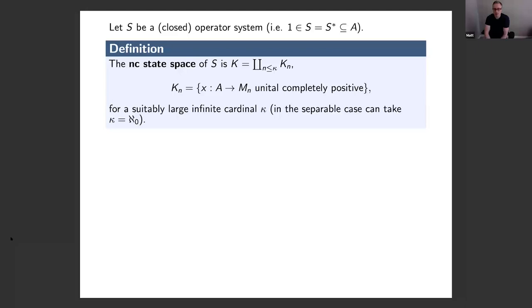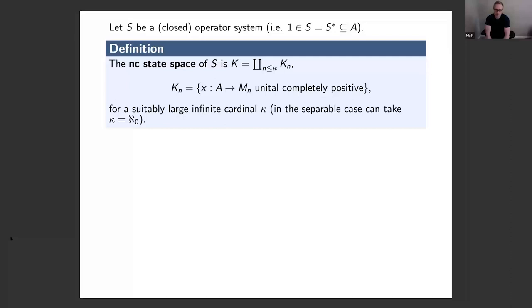So the motivation here is let's start with an operator system, which I'll assume is closed. And what I mean by an operator system is it's the non-commutative counterpart of a function system. So it's a unital self-adjoint subspace of a C-star algebra. And for the non-commutative state space of my operator system, what I want to do is look at the set of all unital completely positive maps from my operator system into the n by n matrices.